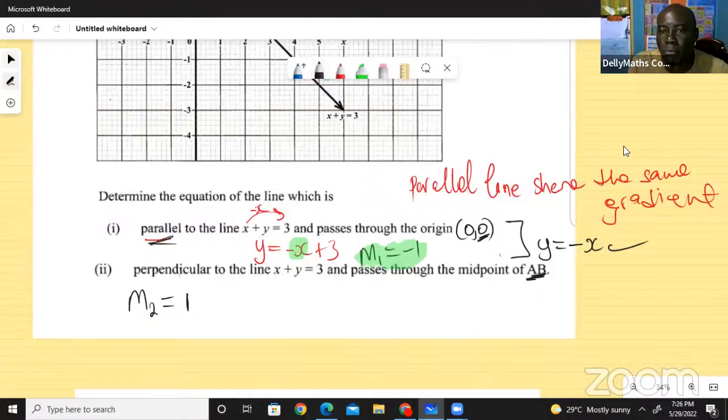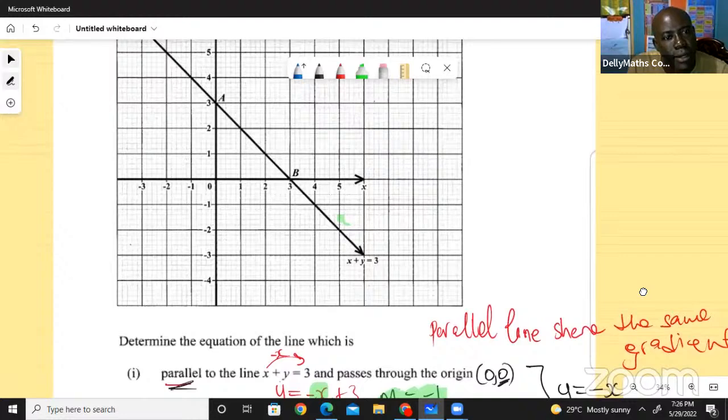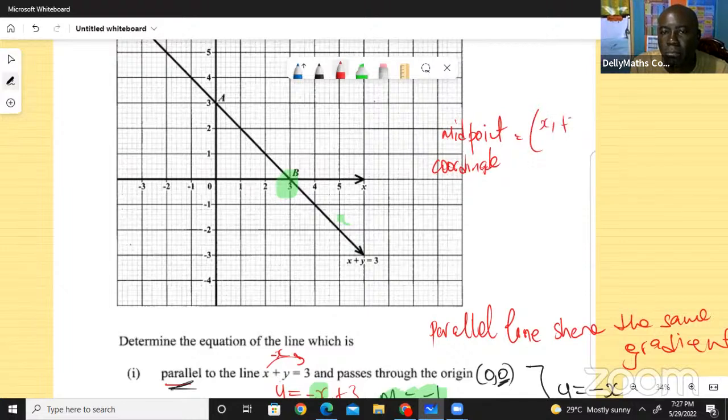So I am going to have to look, or I'm going to have to calculate it, all right? Well, it's right here. That's the middle of the line. Basically, it's 3, 0, but we could work it out. The midpoint coordinate is like this: x1 plus x2 over 2. Talking about the coordinate of the midpoint, y1 plus y2 over 2.